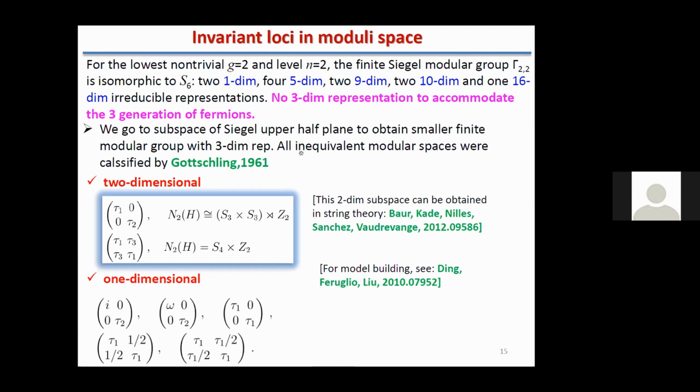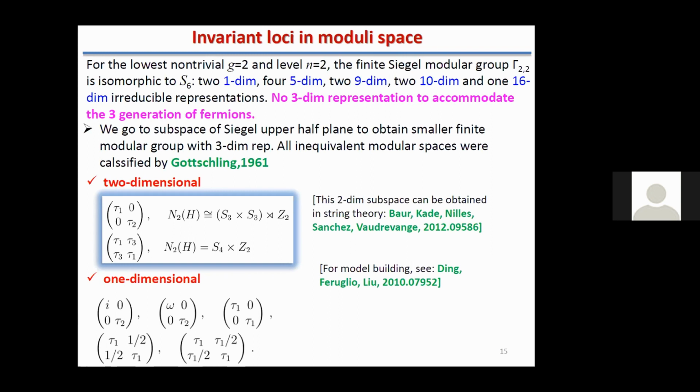It is very fortunate. All the invariant subspaces of the g equal to 2 case have been systematically classified by Gottschling, the German mathematician, in 1961. So we are interested in the 2-dimensional and the 1-dimensional ones. It can have 2-dimensional subspaces, 1-dimensional, and 0-dimensional spaces. For the two-dimensional subspaces, there are only two independent cases. The first one is the factorizable case. That means tau 1, tau 2 on the diagonal, and the off-diagonal vanishes. That means it is factorized into two tori, but the two tori can be connected by some mirror symmetry.